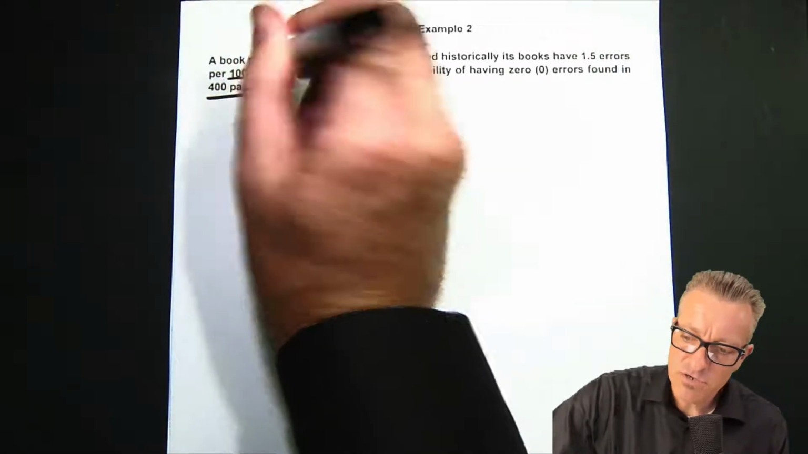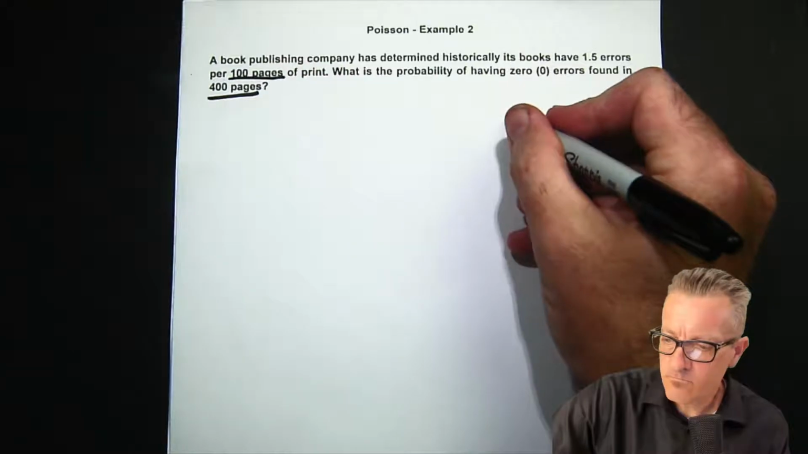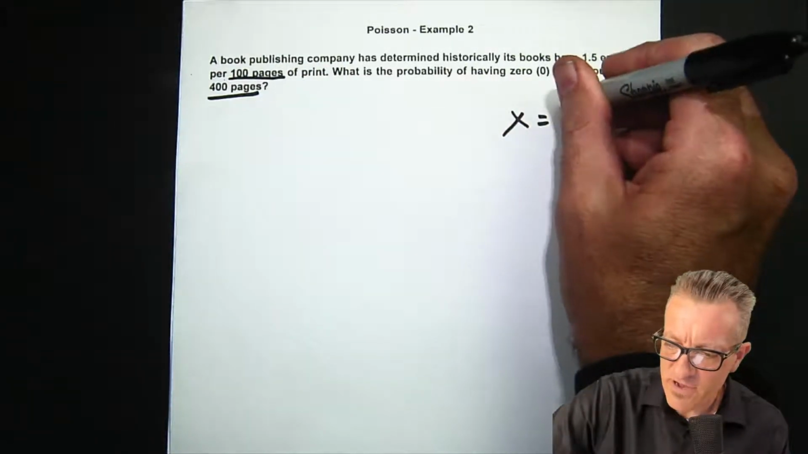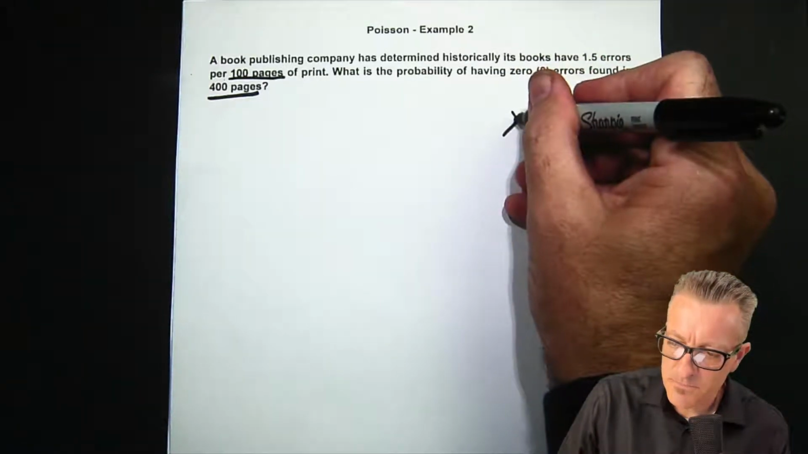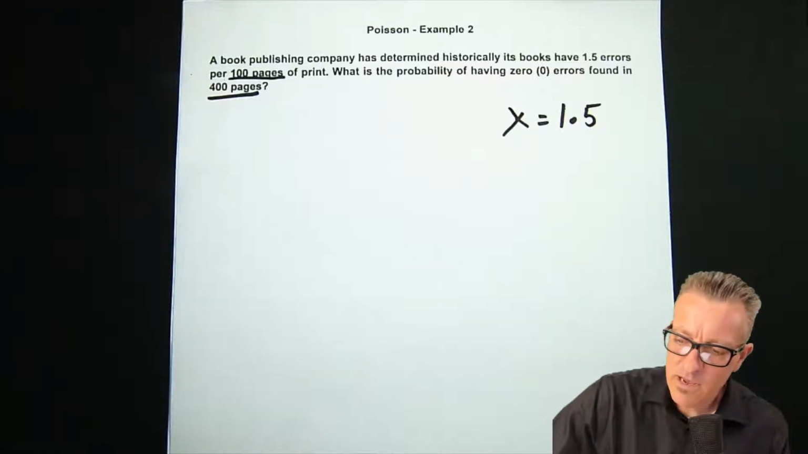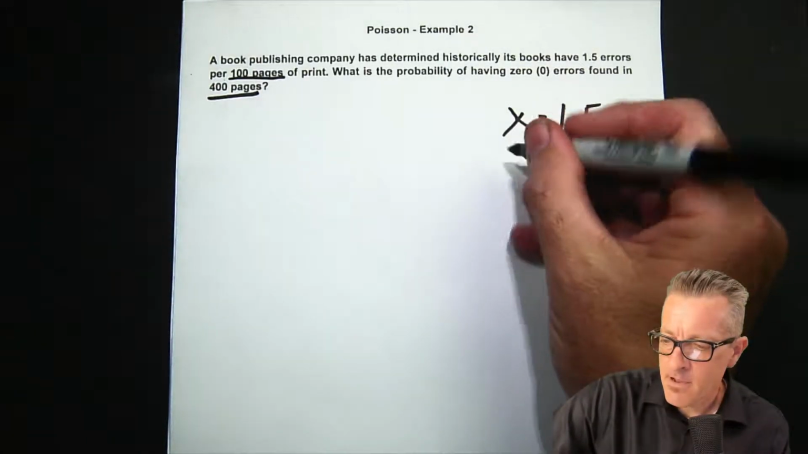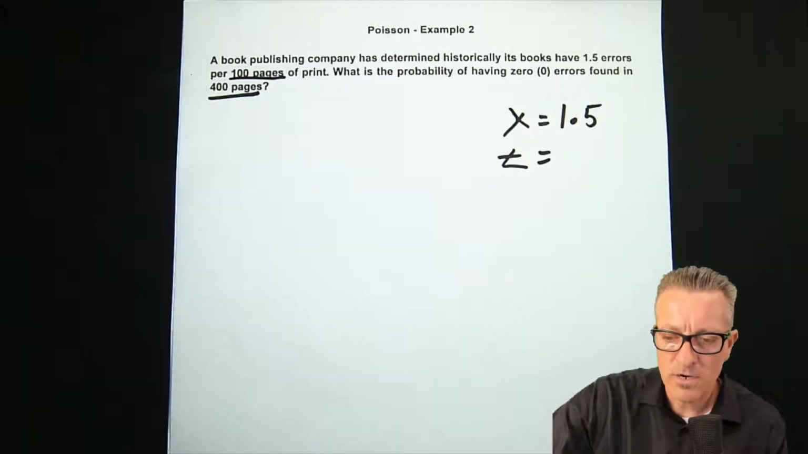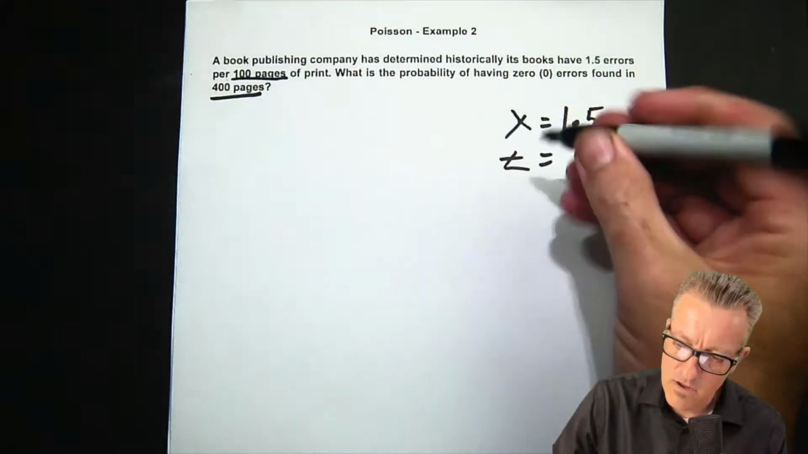Our average, or our lambda value, is still 1.5, and that's per 100 pages. But when we go down here and do our time, it ends up being 400 pages. So instead of it being 100 pages, it's 400 pages, so our time is actually 4.